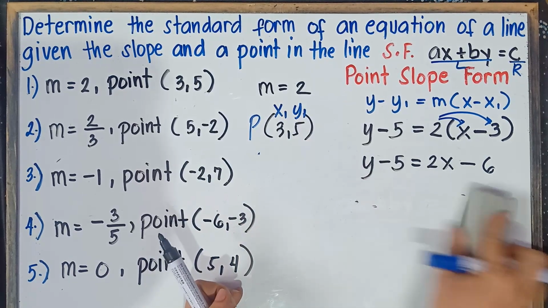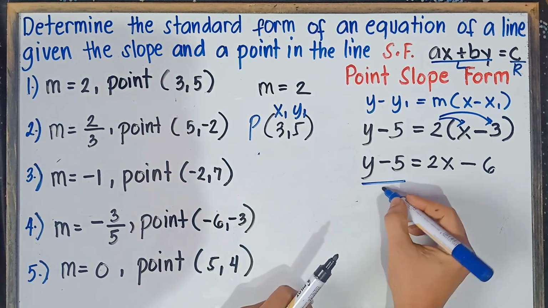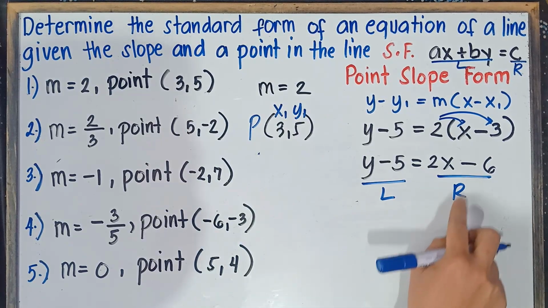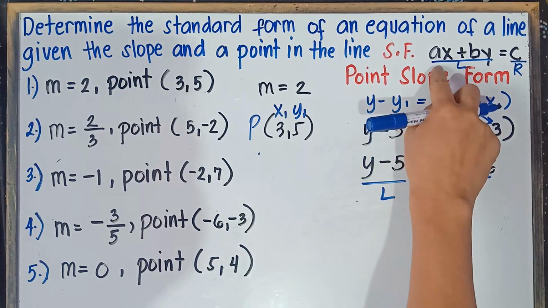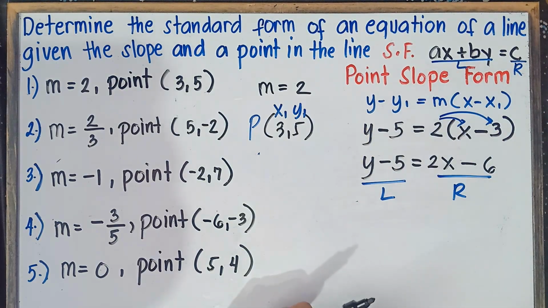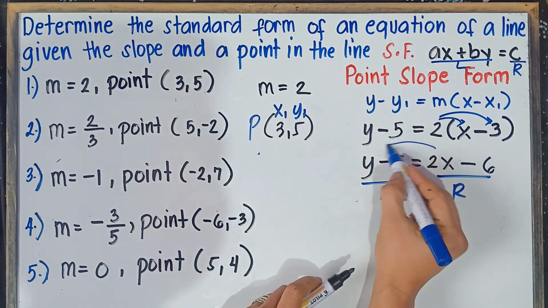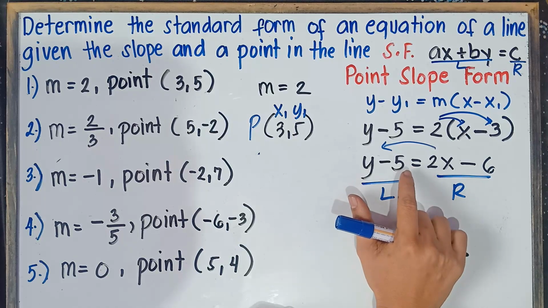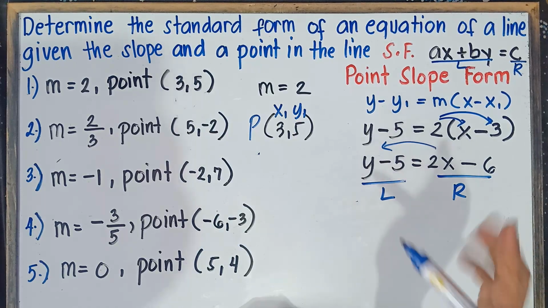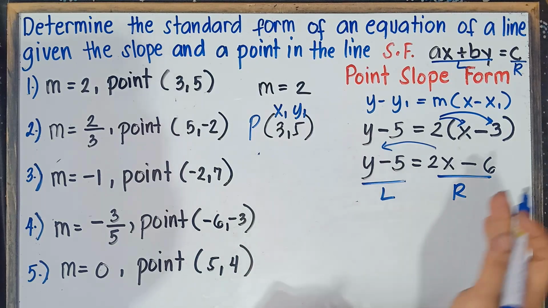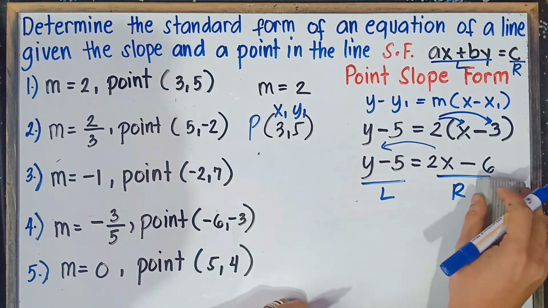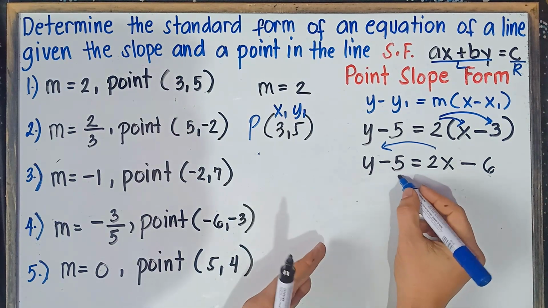Alright, so we need to follow this format. This is left and this is right. Now, x is on the right. We need to transpose x from right to left because x will be on the left side. So simply transpose x from right to left. And then for this number 5, we need to transpose negative 5 from left to right, because all of the numbers, the number alone, should be on the right side of the equal sign. So we transpose negative 5 from left to right.